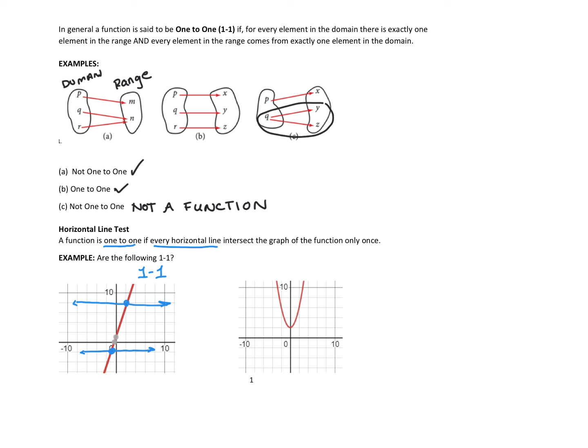For this second picture, you can see that I can draw a horizontal line and cross in more than one place, so this one is not one-to-one. It's very similar to the vertical line test we use to see if something is a function, only we use the horizontal line test to see if that function is one-to-one.